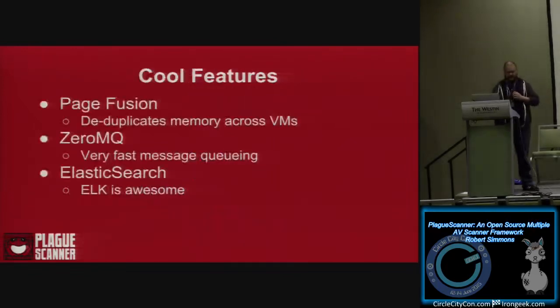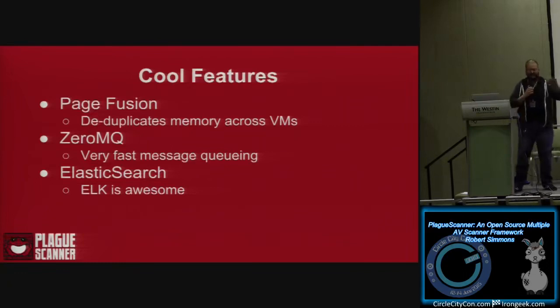So what are some of the really cool features here? As I said earlier, Page Fusion is a feature of VirtualBox. What it does is, if you have four VMs all running Windows 8.1, many of the memory pages are going to be exactly the same across all four of those VMs. So why would the host operating system keep each one of those memory pages when it should only keep one and have that shared across each one of the VMs?